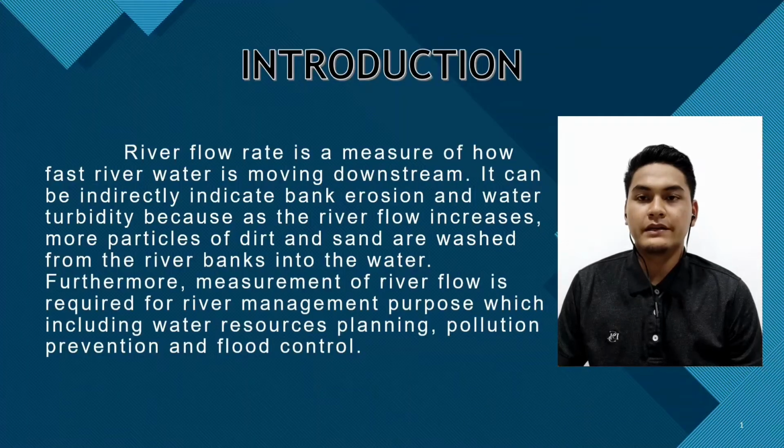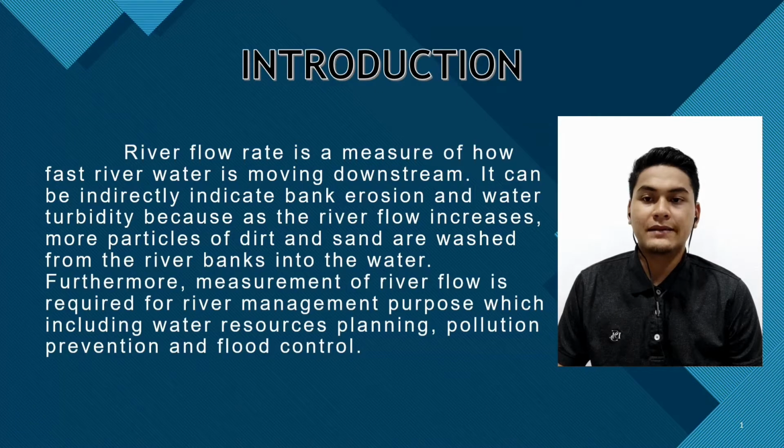I am Muhammad Nabil Ramadan bin Fazil. I will explain the introduction, theory, and also objective. For the introduction, river flow rate is a measure of how fast river water is moving downstream. It can be indirectly indicated by erosion and water turbidity, because as the river flow increases, more particles of dirt and sand are washed from the river banks into the water. Furthermore, measurement of river flow is required for river management purposes, including water resources planning, pollution prevention, and flood control.